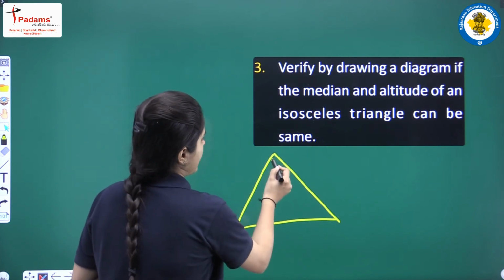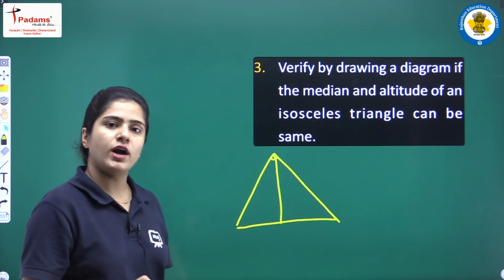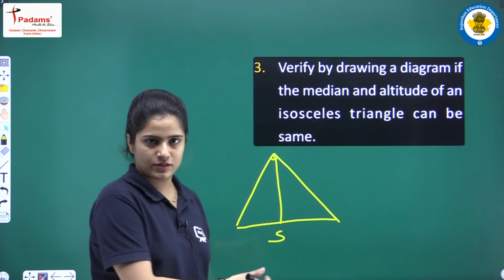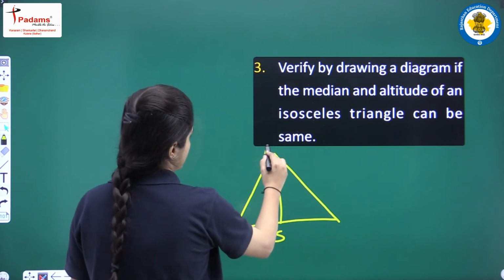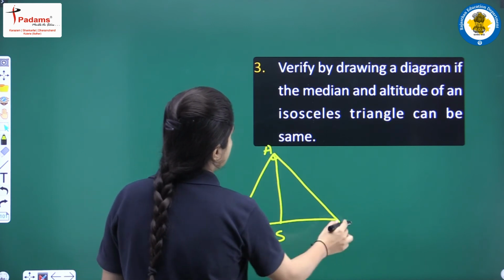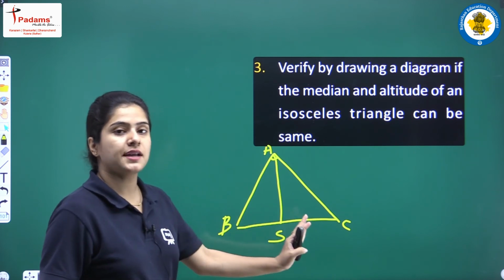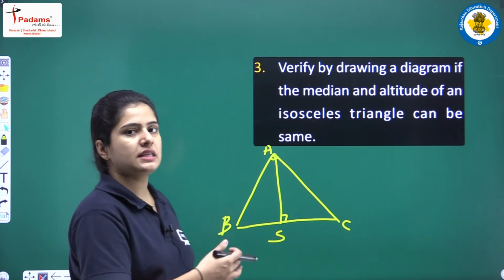Basically अगर मैंने इस वर्टेक्स से कोई एक ऑल्टीट्यूड ड्रॉ किया और वो ऑल्टीट्यूड बाय चांस उसका मिड पॉइंट निकला, ओके, तो वो क्या होगा, उसका मीडियन भी होगा ना. सो ABC is the triangle, okay, and S is the midpoint of the opposite side BC. Then this is the altitude and this is the median itself also.